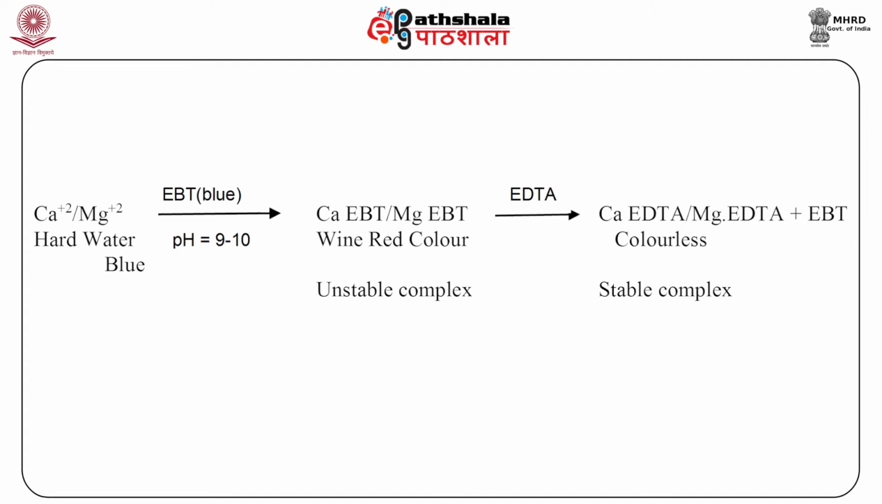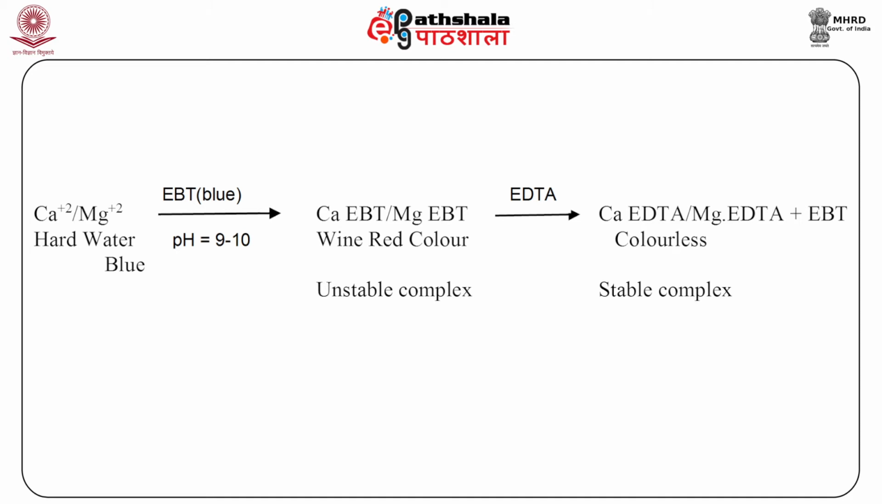The titration is carried out at pH 10 by adding ammonia ammonium chloride buffer. And as you can see here, this is depicted that calcium or magnesium in the hard water, you first do the titration with EBT blue in the pH 9 to 10, where you get wine red color for this complex, and then with EDTA it will be further rendered colorless.